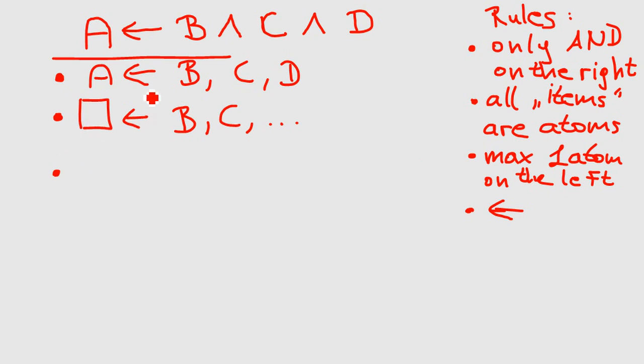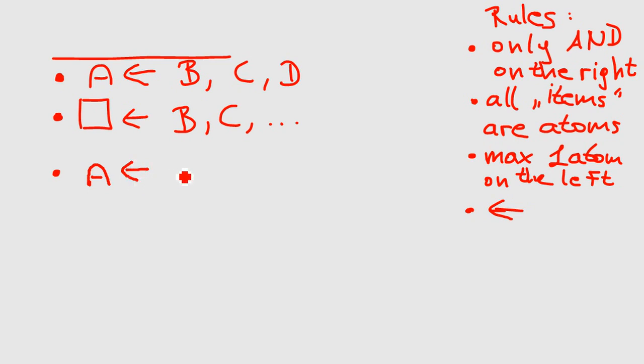I hope you also understand that this and this are not the same. To make this more clear, let's remove this one on the top. Another way that is possible to write here is an A on the left side, but nothing on the right side. So from nothing comes an A. And the fourth thing we can have is from nothing, we get nothing.